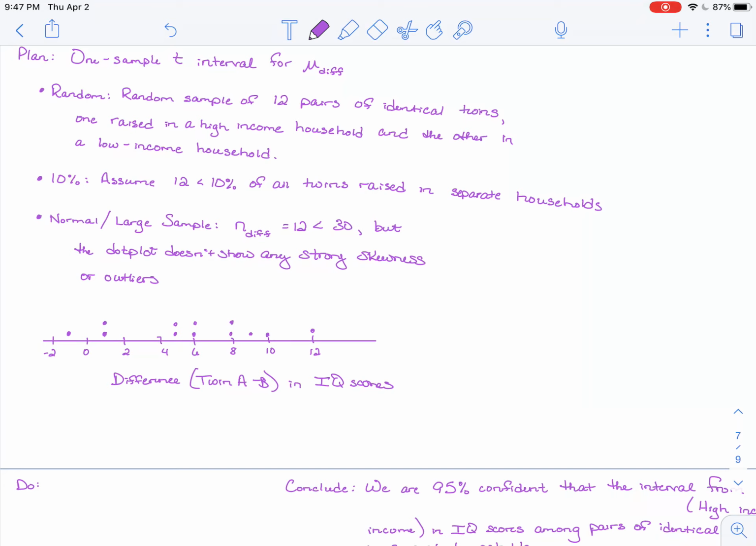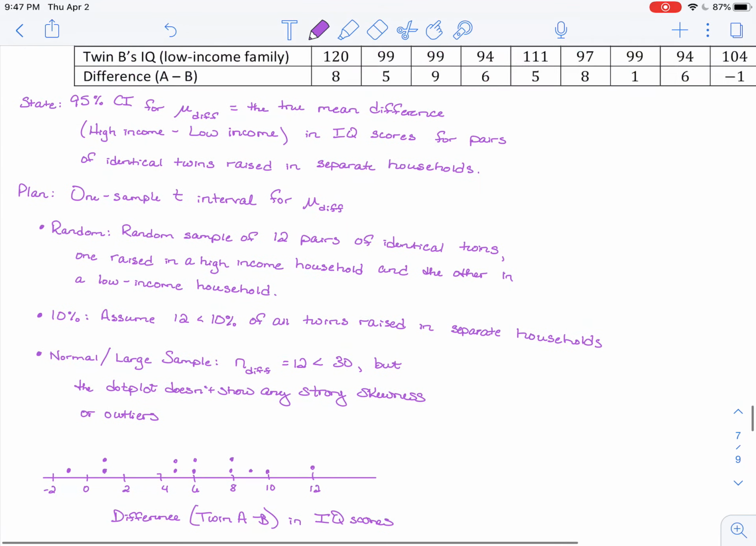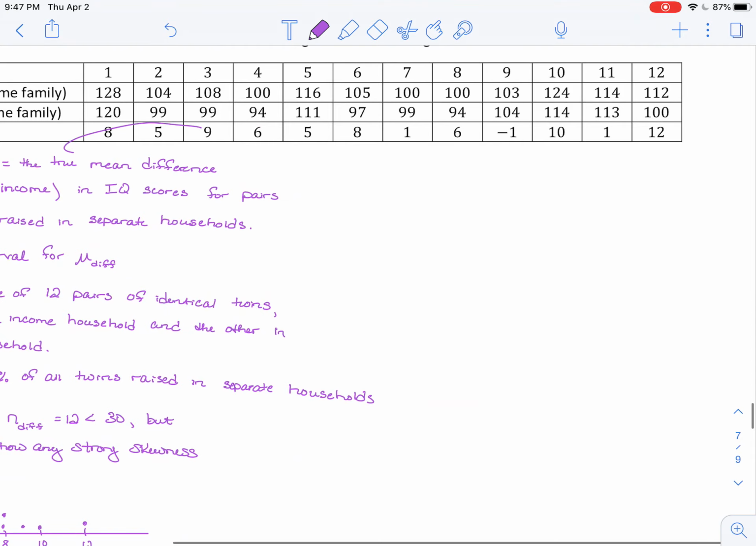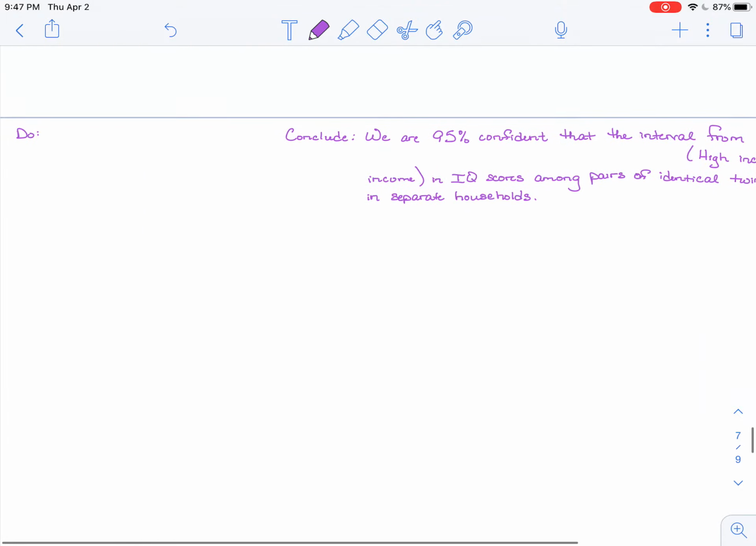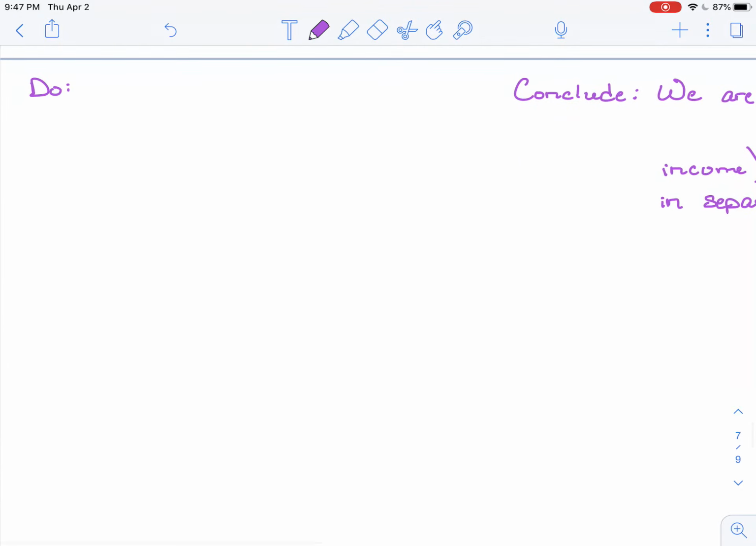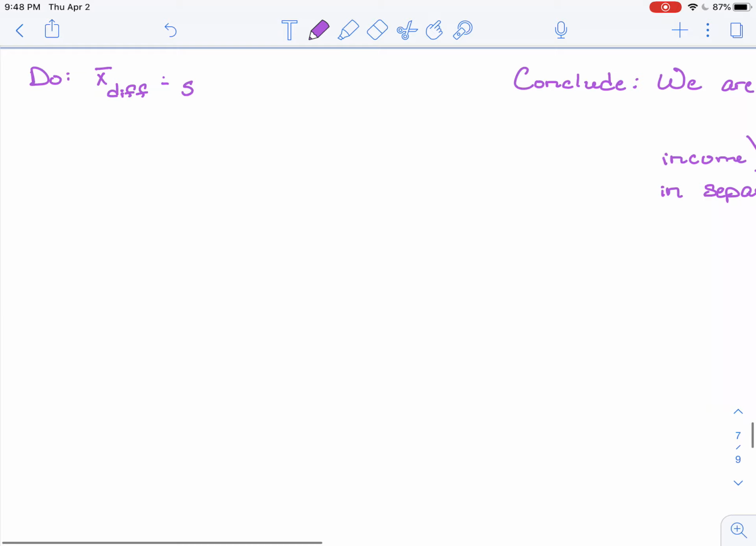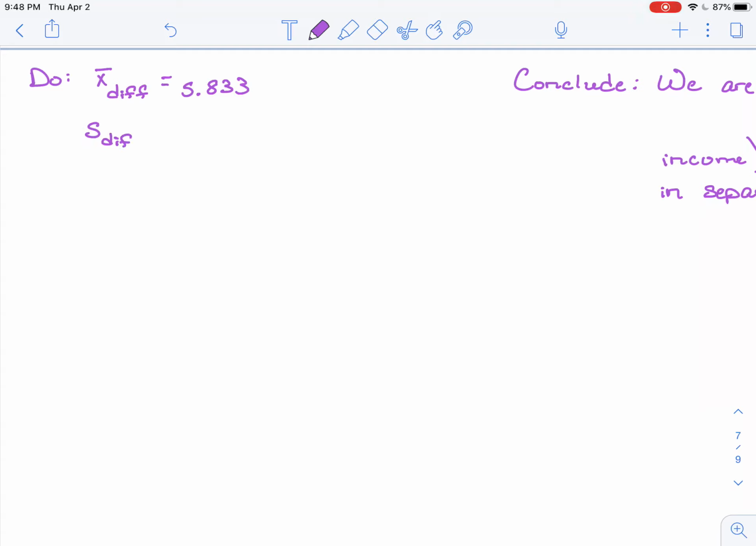So we're actually going to now create our one sample t interval for the average difference. When I do this, I need to know what the average difference is. So theoretically, in my calculator, I will put in all 12 of those numbers and find the sample average and the sample standard deviation. I've already done this for you, so you can just copy off of me. The sample standard deviation of these differences is 3.93, and again built off of a sample size of 12.